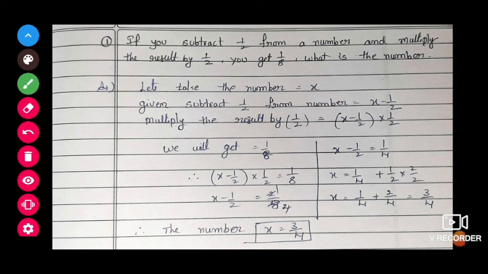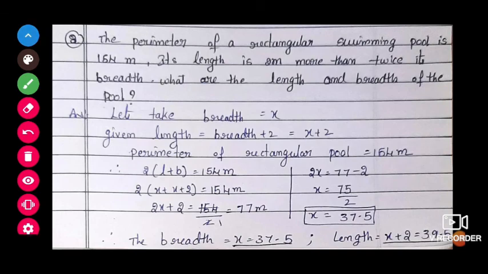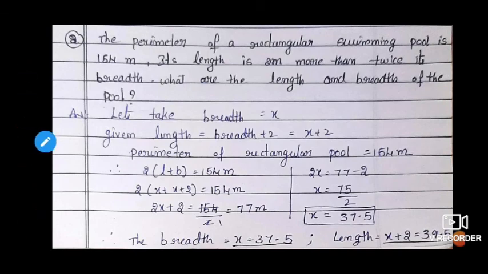Okay, children. Next sum. The perimeter of a rectangular swimming pool is 154 meters. Its length is 2 meters more than twice its breadth. What are the length and breadth of the pool?